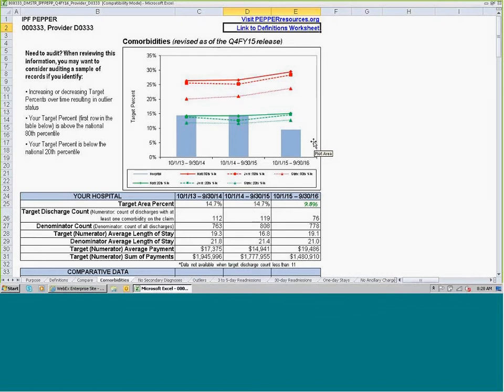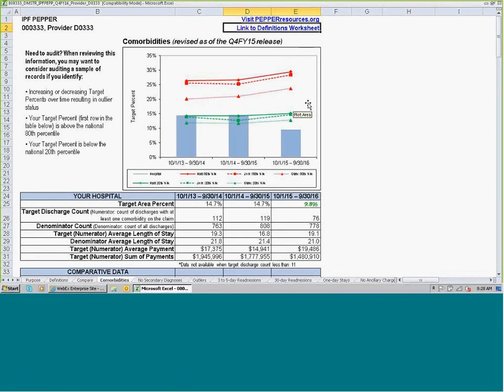And you can also see how your target area percent compares to the 20th percentile and to the 80th percentile. The 20th and 80th percentiles for the nation, which are the solid line, the jurisdiction, which is the dashed line, and the state, which is the dotted line, are included on the graph so that you can gauge how close you are to either of those points or lines in the sand, so to speak, and determine if there is a reason that you should think about looking more closely at some of these target areas.